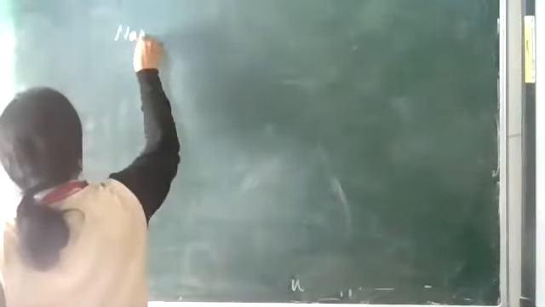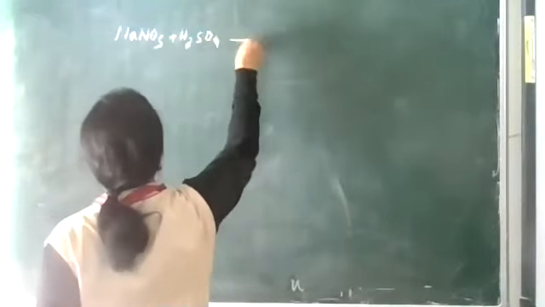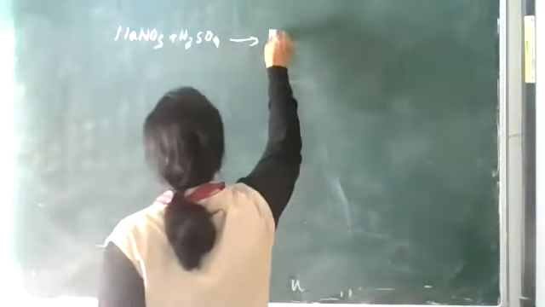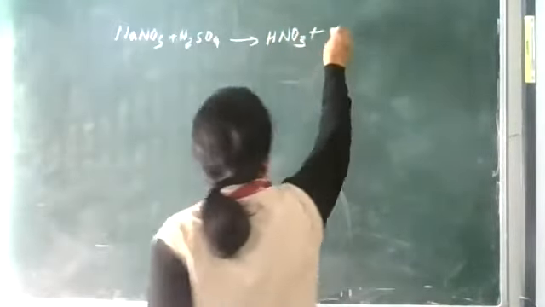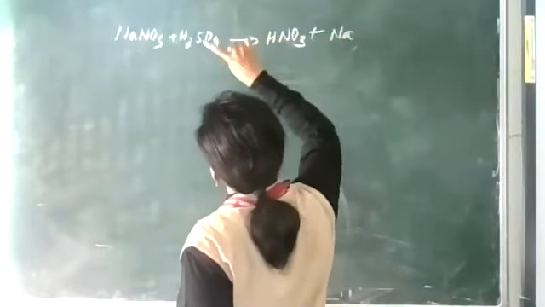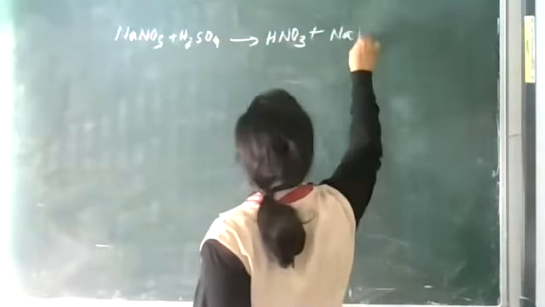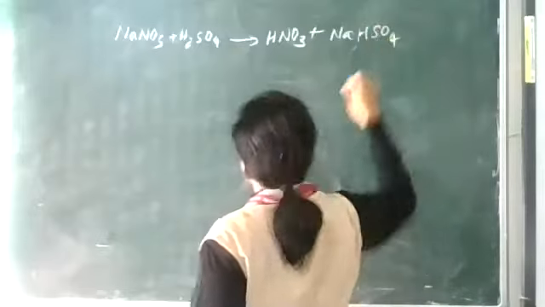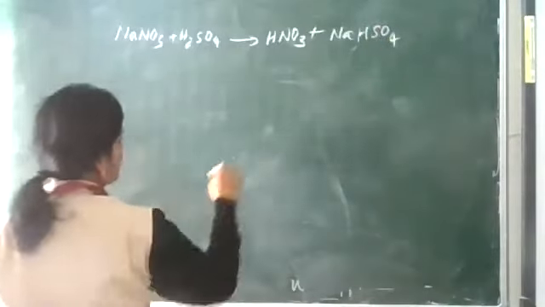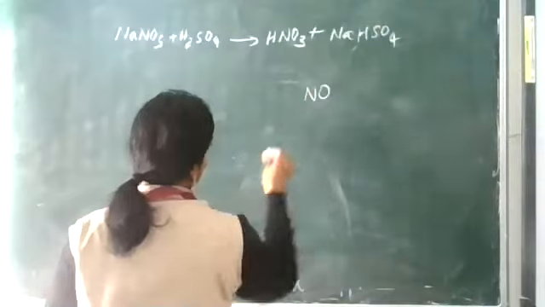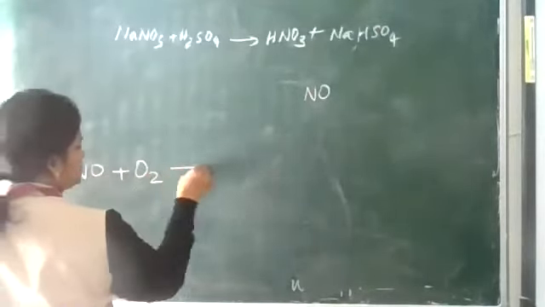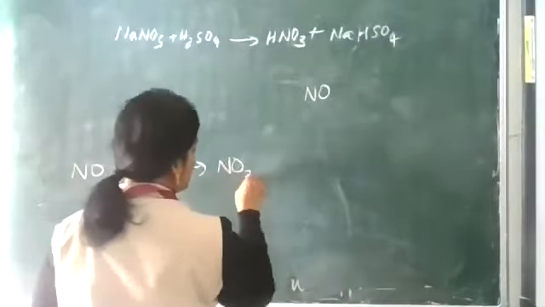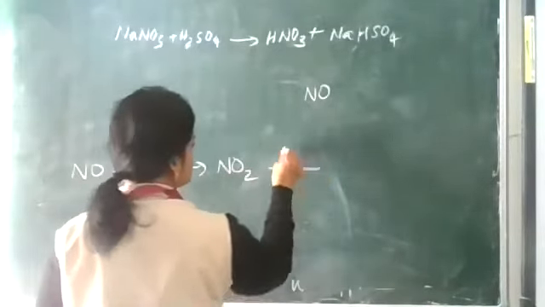NaNO3 plus H2SO4, you will get HNO3 plus NaHSO4. Or what I said, prepare NO. Then NO is to be reacted with oxygen to form NO2, and you mix with water.